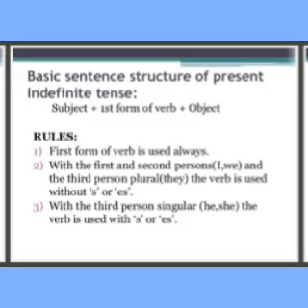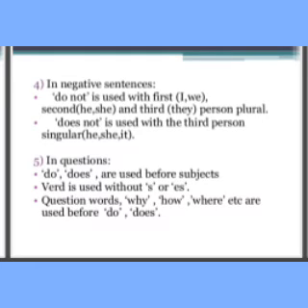In negative sentences, do not is used with the first person, I and we, the second person, you, and the third person plural, they. Does not is used with the third person singular, he, she, it. In questions, do and does are used before subjects. The verb is used without s or es. Question words why, how, where, etc. are used with do and does.